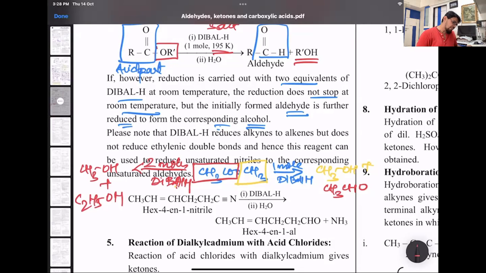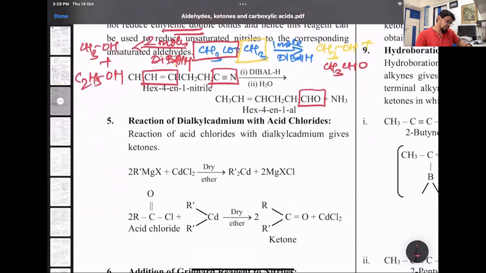Now, DIBAL-H is important: it reduces alkynes to alkenes, but it does not reduce the double bond of the alkenes. And it can be used to reduce unsaturated cyanides to corresponding unsaturated aldehydes. So what we are trying to say is, it doesn't reduce the C=C double bond. It will only reduce the cyanide to the respective aldehyde. To reduce the double bond, as we have discussed, we require molecular hydrogen in the presence of a catalyst. Then you can reduce that triple bond also to its corresponding single bond. So if they say hydrogen, then you reduce all of them, the double bond as well as the cyanide.